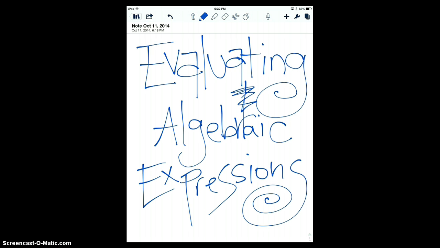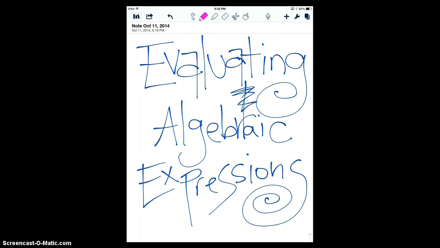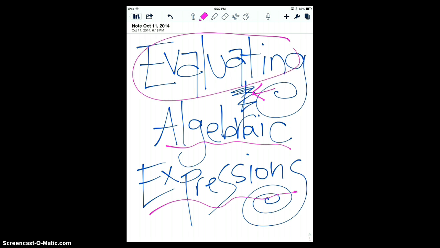And I am coming to you with some algebraic expressions, and we're going to evaluate them. So we've been simplifying them, and I was going to do an equation video, but I've decided against it. I think we need more practice with working with algebraic expressions. So we're going to go ahead and evaluate some. We're going to start with one here.